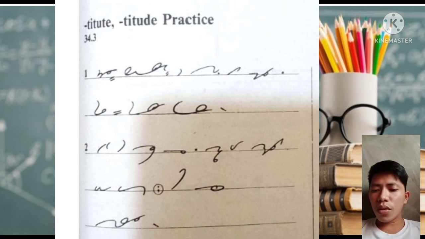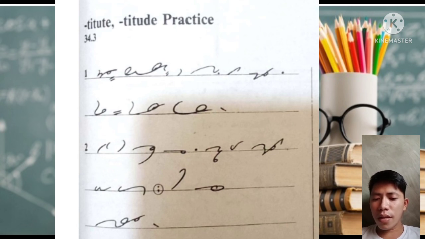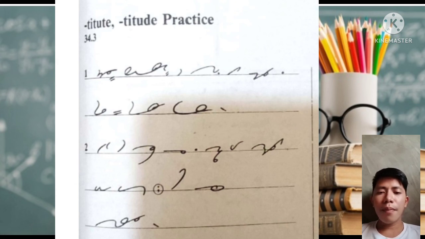Let's proceed to the tichot and tichot practices. Number 1: Southern Airlines is going to institute a free flight plan. Number 2: Thanks for giving me a copy of the Constitution of our organization. You have my gratitude.